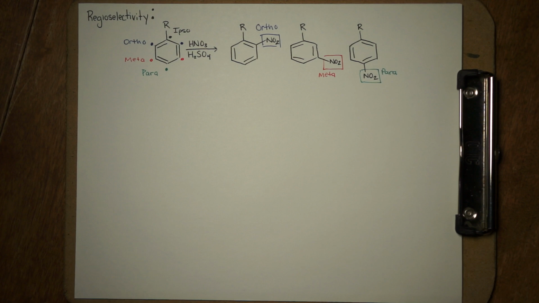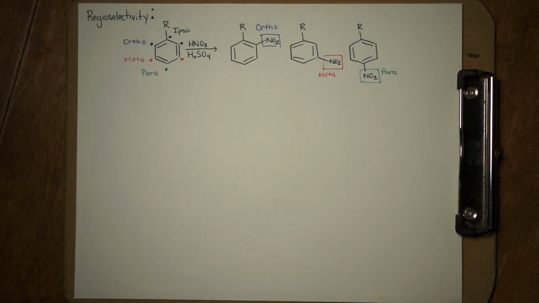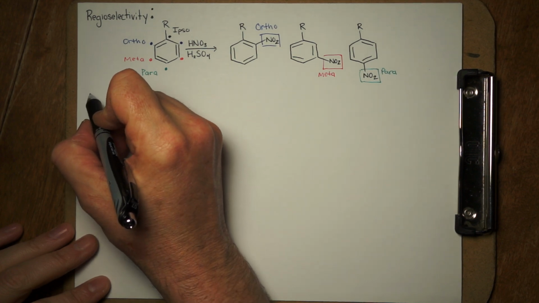So what we'll do on this piece of paper is draw out what the Arenium intermediate looks like for each type of substitution. If the nitration occurs in the ortho position, what does that Arenium ion look like? If the nitration occurs in the meta position, what does that Arenium ion look like? Same thing for the para position. So I'm going to draw out for you that ortho substitution.